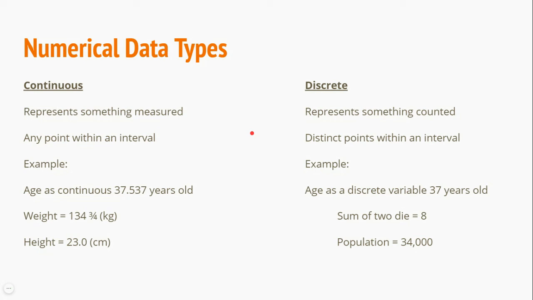Discrete values can be, let's say, the sum of 2 dice, a population, or the number of puppies in a litter. So usually, discrete values are distinct values of whole numbers or integers, and continuous values can be fractions or decimals that exist on any point of an interval.